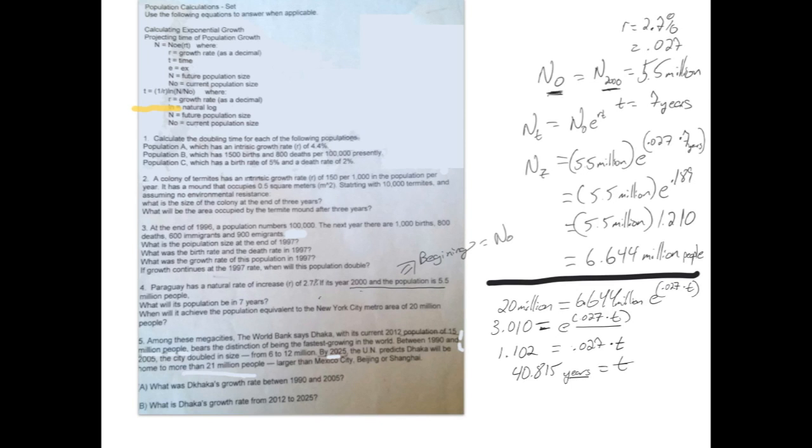Now we're in the last problem. It's an hour later. Number 5, we're going to go ahead and start with what we know. It says the World Bank says that Dhaka, with its current 2012 population of 15 million. So let me write the population N of 2012 is 15 million. I'm just writing down what I know. Always good to write down what you know. And it bears a distinction of being the fastest growing. Between 1990 and 2005, the city doubled in size.